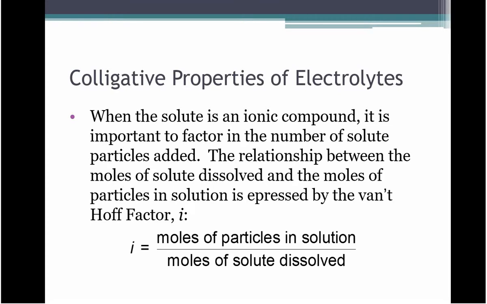So guys, remember, colligative properties only have to do with the amount of solute that's there. So if we're talking about an electrolyte or an ionic compound, you need to factor in the number of solute particles that are there. And so you're going to add this Van 't Hoff factor. This just means the moles of particles per moles of solute. So is it NaCl? Is it K2O? Just factor in how many particles there are.